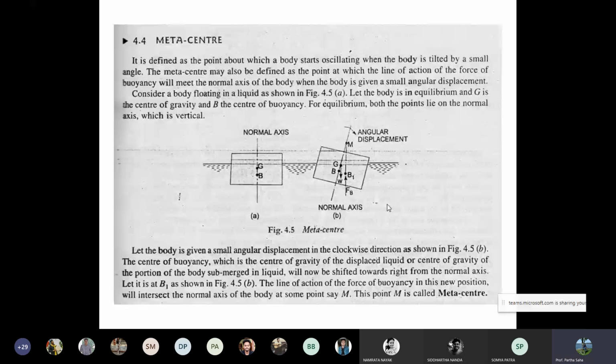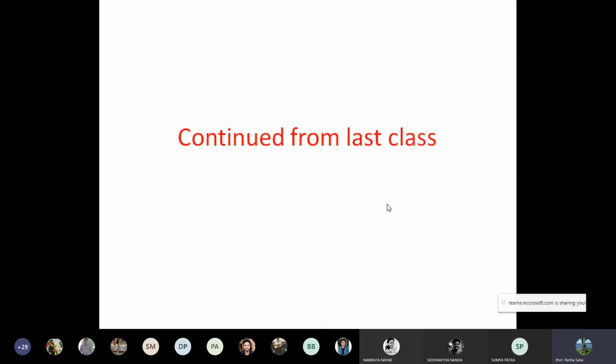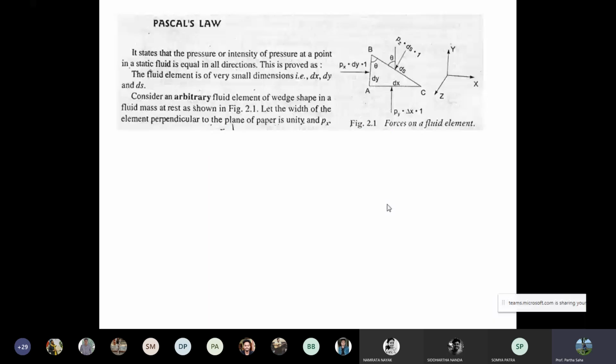Last class we talked about Pascal's law, but we did not derive the expression. So I have used it here so that students can understand Pascal's law, because we talked about how hydrostatic equilibrium remains in a submerged liquid, or how the pressures are uniform on a surface throughout the sides of a suspended body. So how is Pascal's law determined? That's why I put these slides. Let's look into this derivation. It states that the pressure, or intensity of pressure, at a point in a static fluid is equal in all directions.